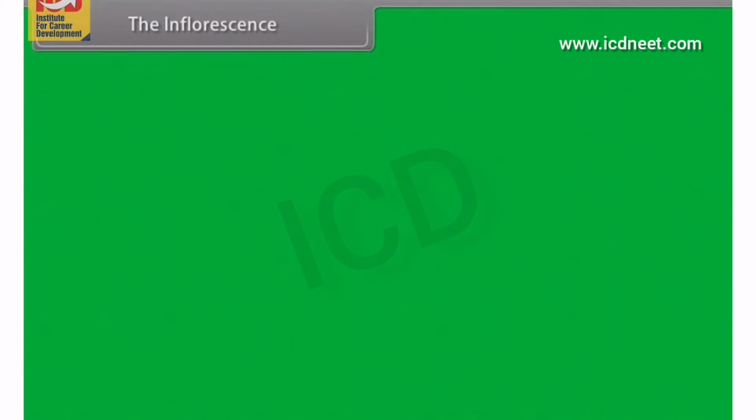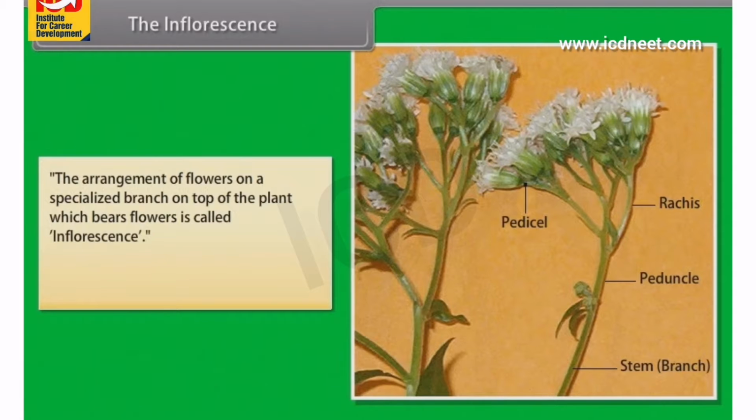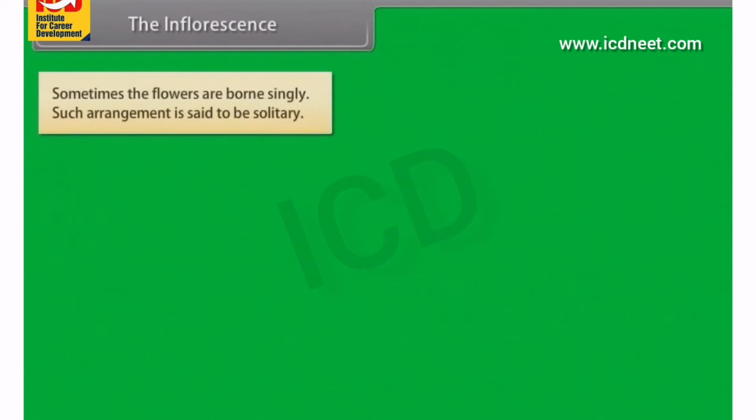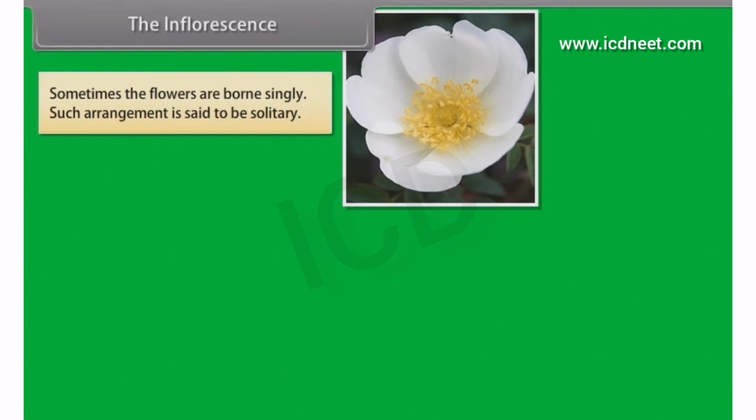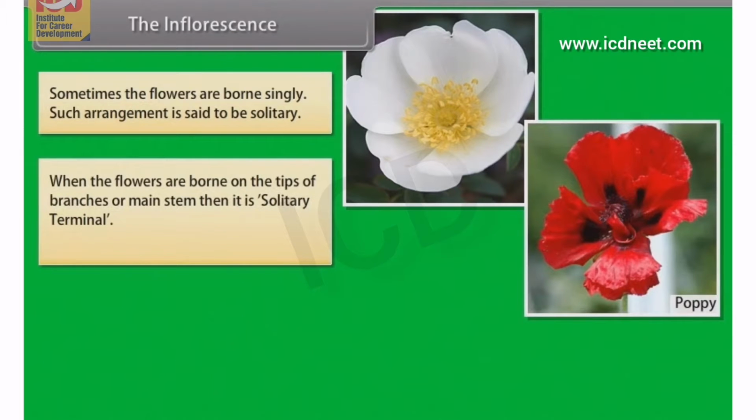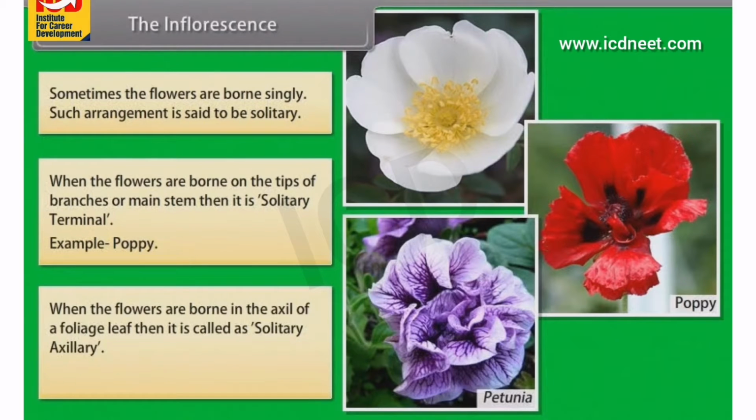The inflorescence. The arrangement of flowers on a specialized branch on top of the plant, which bears flowers, is called inflorescence. The axis of the inflorescence is known as peduncle. Sometimes the flowers are borne singly. Such arrangement is said to be solitary. When the flowers are borne on the tips of branches or main stem, then it is solitary terminal. Example, poppy. When the flowers are borne in axil of a foliage leaf, then it is called as solitary axillary. Example, petunia, hibiscus, rosa sinensis.